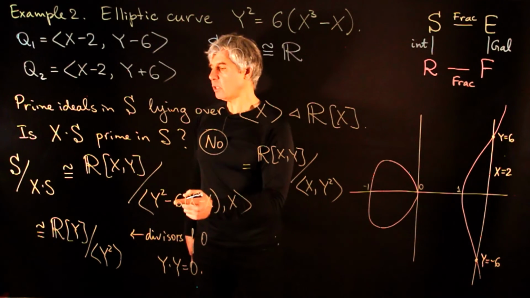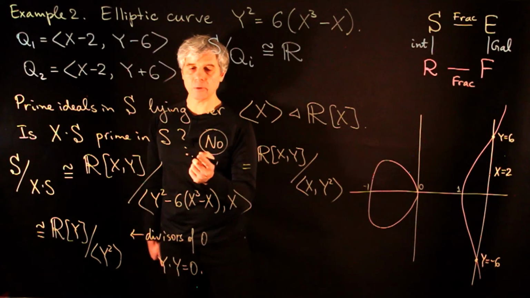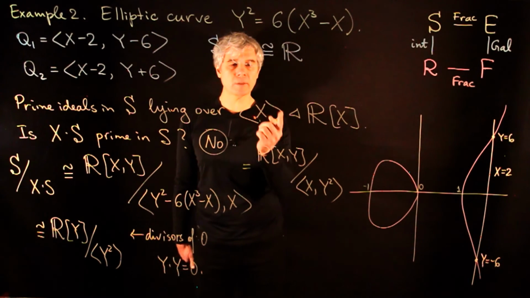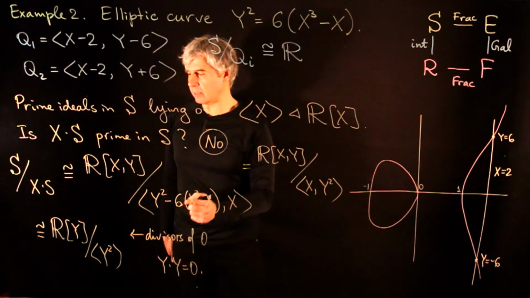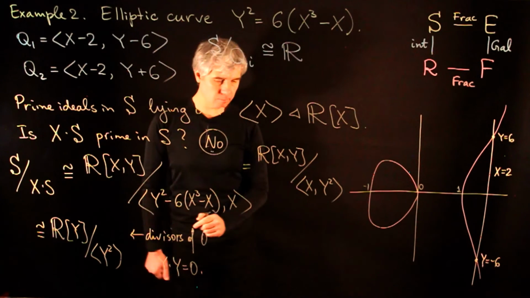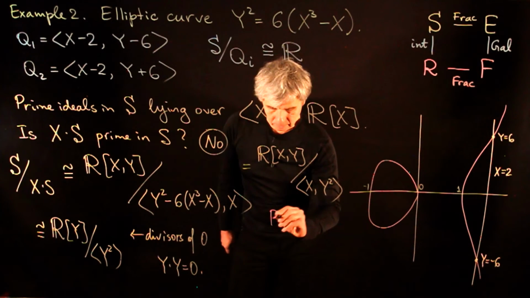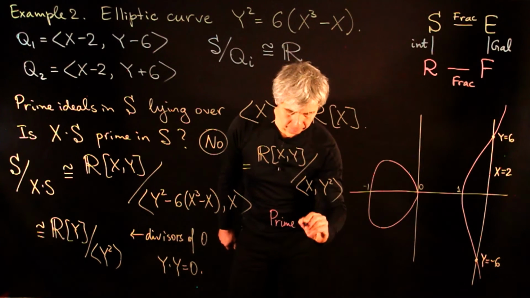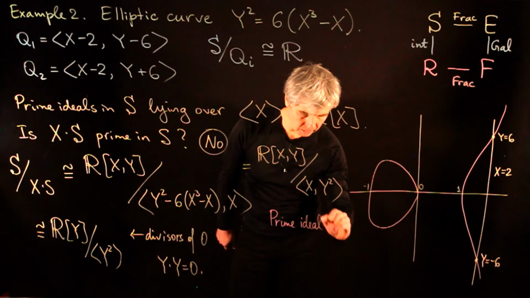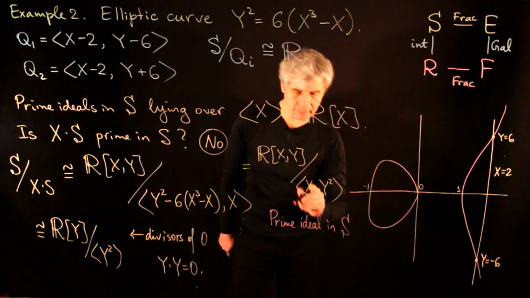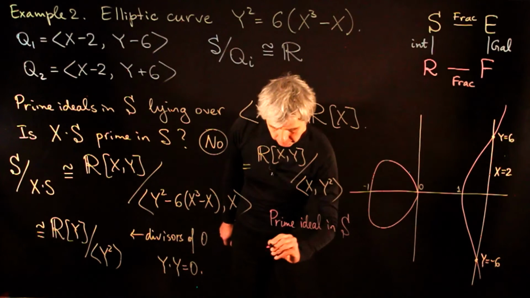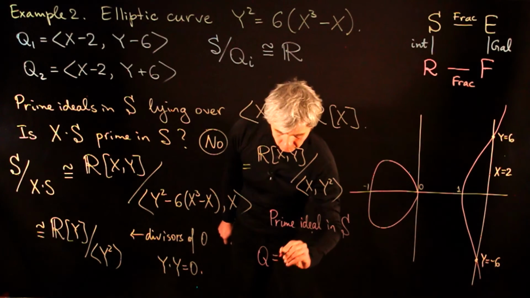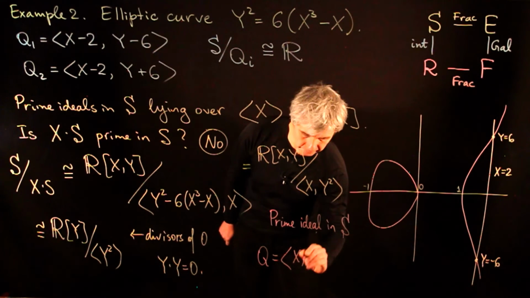However, from this calculation it becomes clear how to lift the ideal generated by X to a prime ideal in the ring S. And we see that the prime ideal here in S that lies over X will be the ideal Q with two generators, X and Y.